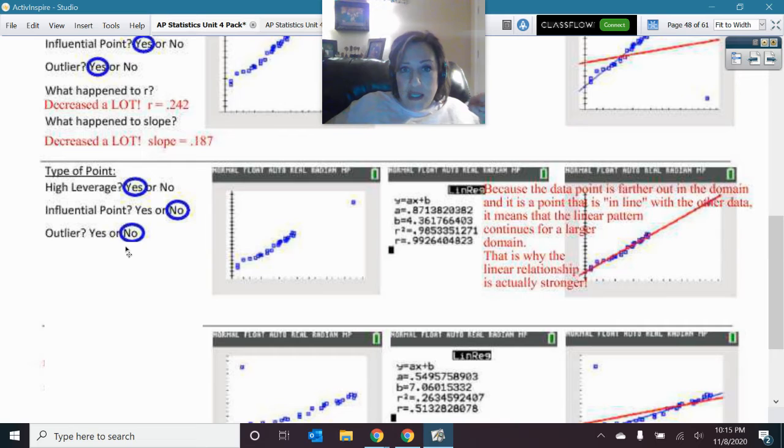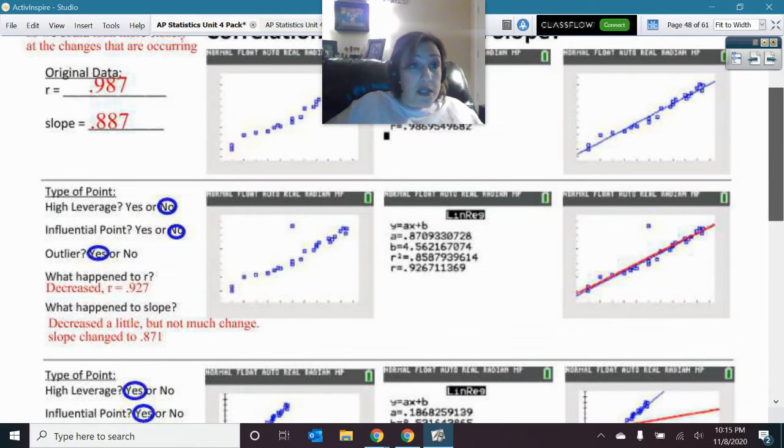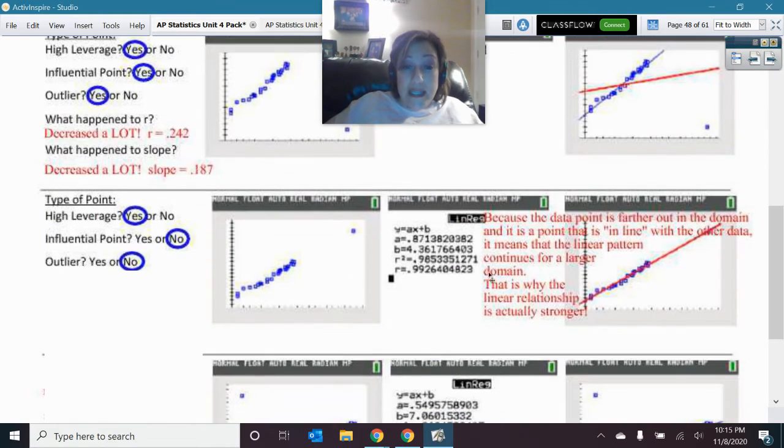Now, here is something that may not seem intuitive, but when I explain it, I think it'll make sense. Let's look at what that point is doing to the correlation. It is 0.993 with that point in. If you remember up here, it was 0.987, 0.99. That point made the correlation stronger. Why? Well, let's think about that.